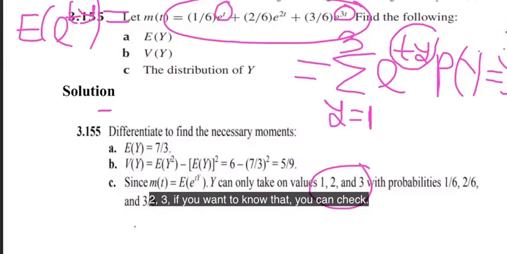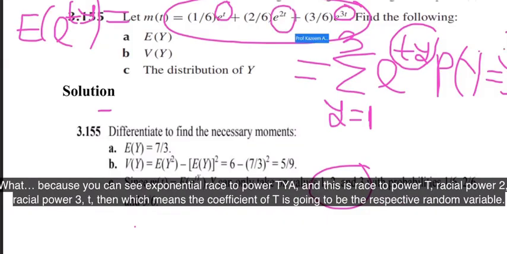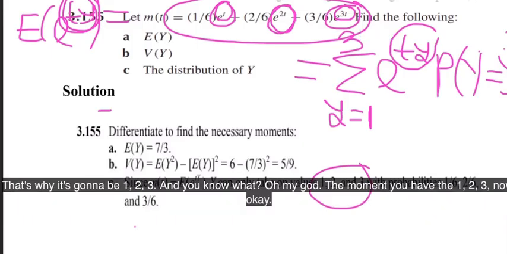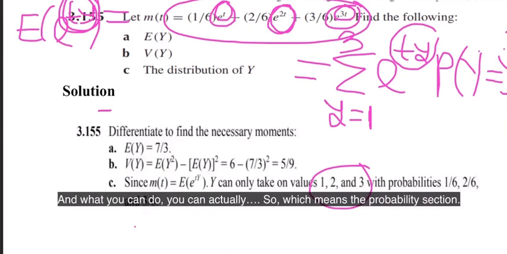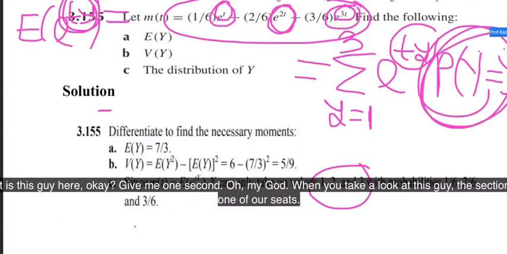If you want to know that, you can check because you can see exponential raised to power t y here, and this is raised to power t, raised to power 2t, raised to power 3t, which means the coefficient of t is going to be the respective random variable. That's why it's going to be 1, 2, 3. The moment you have the 1, 2, 3, when y equal to 1, it starts, when y equal to 2, when y equal to 3, which means the probability section is this guy here.